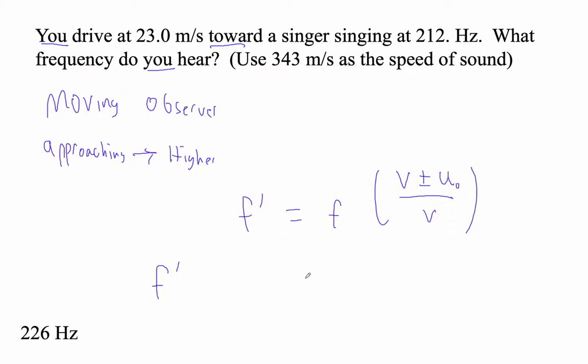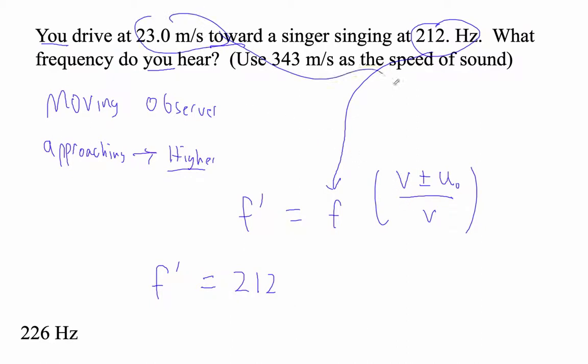Now remember, if we know it's got to be higher, and we end up, after all the calculating, with a lower number, we will reject that and go back to this formula and use the other sign. Okay? But I'm fairly confident about this. Okay, so 212, that's our original frequency, right? Okay, 23 meters per second, that's the velocity of the observer, right? So 343 is the speed of sound, plus 23, divided by 343.